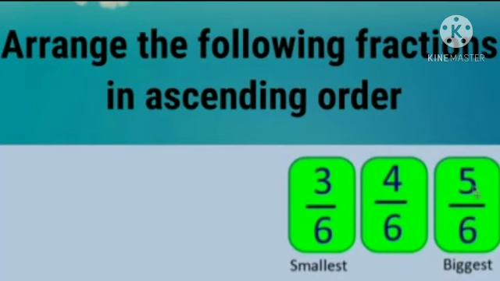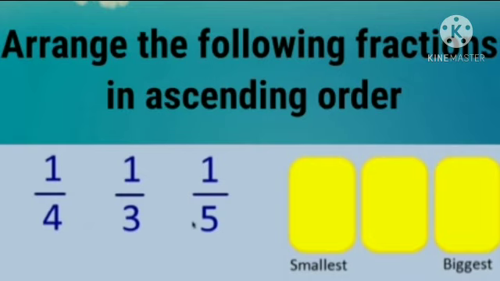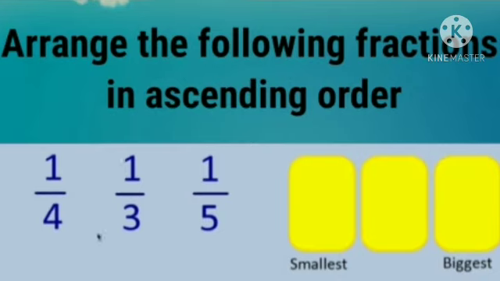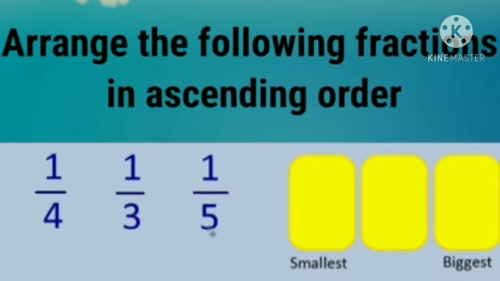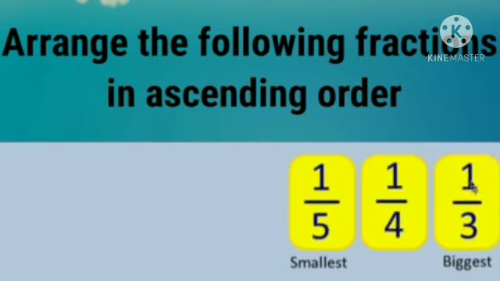and 5 by 6. Arrange the following in ascending order: 1 by 4, 1 by 3 and 1 by 5. As the numerators are same, we compare the denominators. The given fractions are unlike fractions. Fraction with the larger denominator is smaller. The ascending order of the given fractions is 1 by 5, 1 by 4 and 1 by 3.